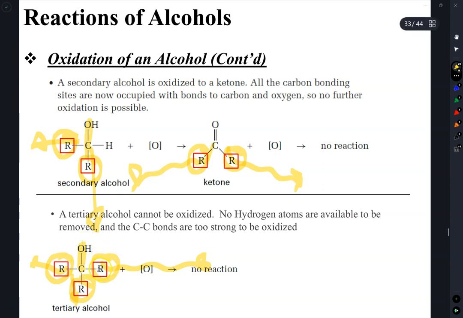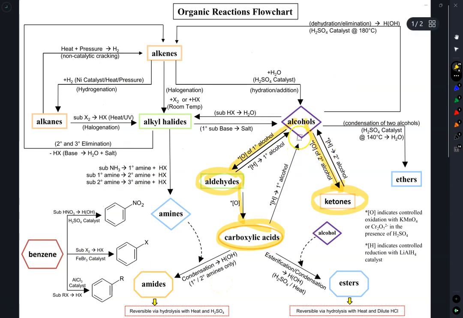You can't add another OH to any of these groups over here because the C-C bond is too strong. You can't put a double bond to this oxygen because it's already filled to capacity. So further oxidation, not possible. And if you look at our flowchart, there is no oxidation of a tertiary alcohol. Only primary and secondary alcohols can be oxidized.